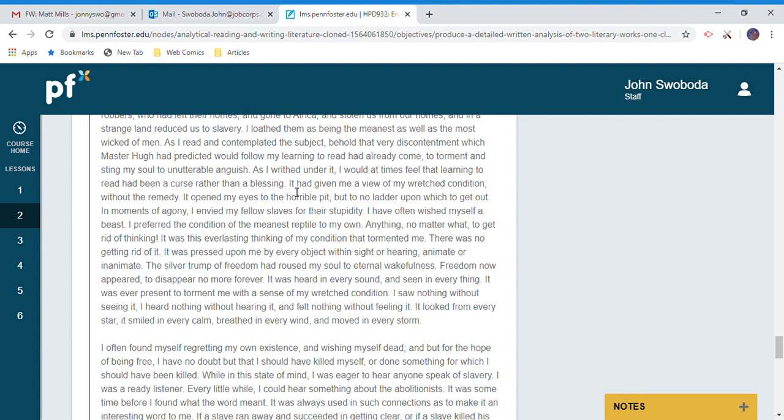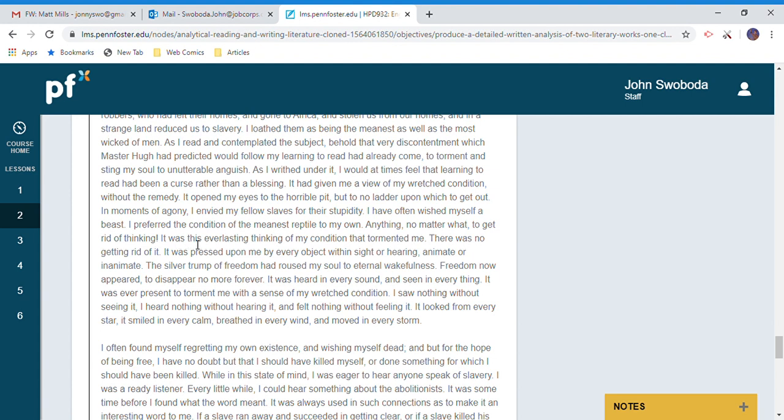It had given me a view of my wretched condition without the remedy. It opened my eyes to the horrible pit, but to no ladder upon which to get out. In moments of agony, I envied my fellow slaves for their stupidity. I have often wished myself a beast. I preferred the condition of the meanest reptile to my own. Anything, no matter what, to get rid of thinking.